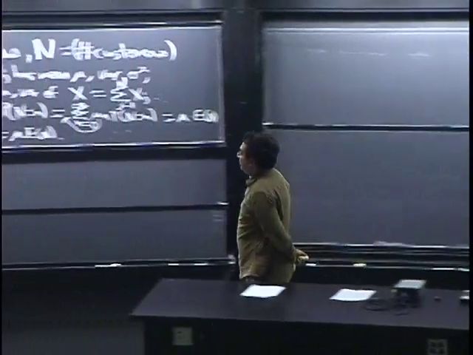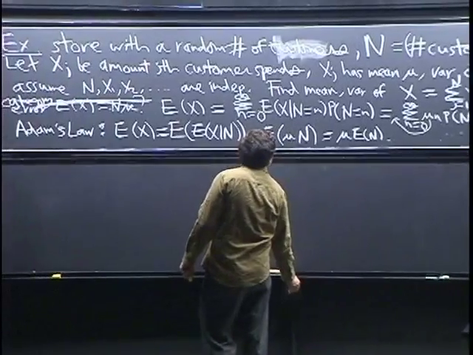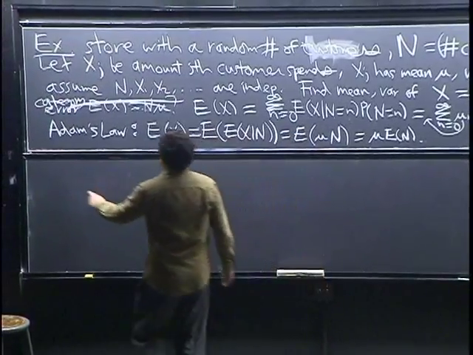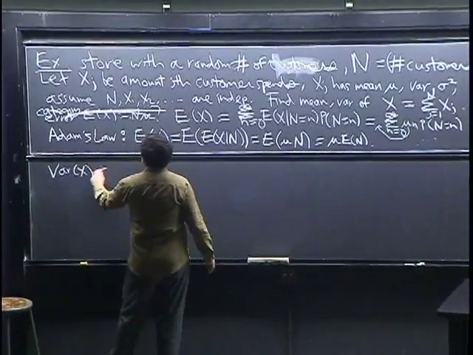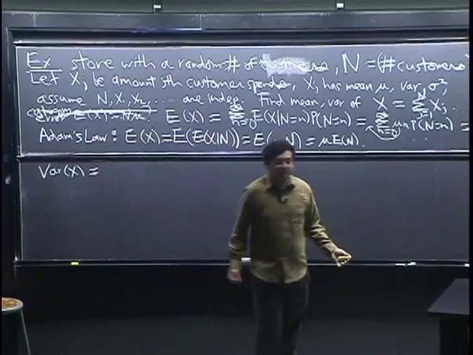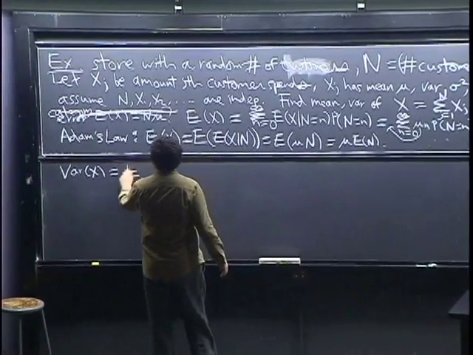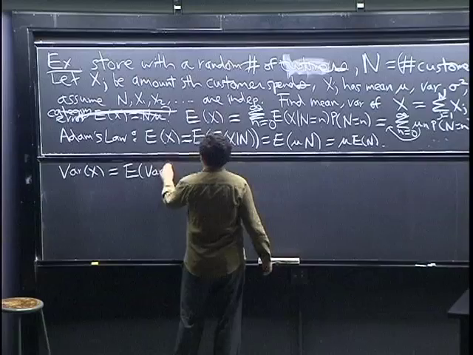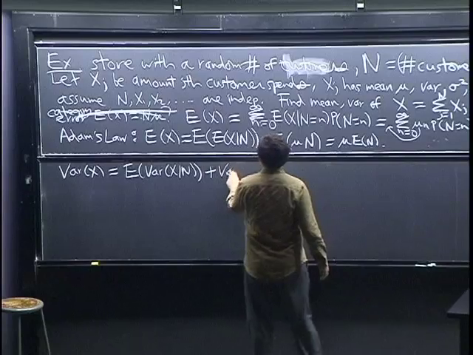Let's get the variance. So for the variance, we're going to use Eve's law. So variance of x equals, same idea, right? Condition on n. So it's the expected value of the variance of x given n plus the variance of E of x given n.